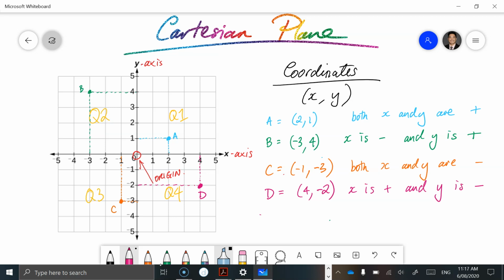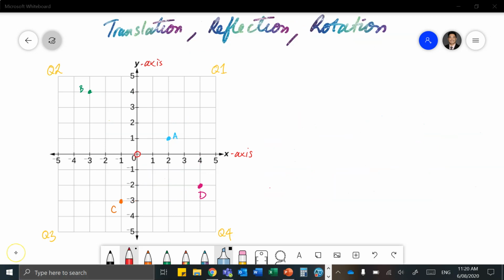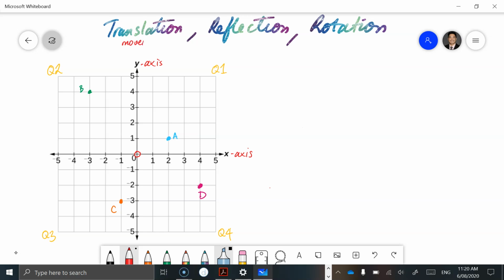I want you to put in 2 more words, and that's translation and reflection. So what we'll do is I'll move on to another page and we can have a look at what those things look like. Translation, reflection, rotation, they're all 3 different ways of how we manipulate the coordinates or change the coordinates of the point. I will just start off with translation. Translation refers to movement. It moves up or down or left and right.